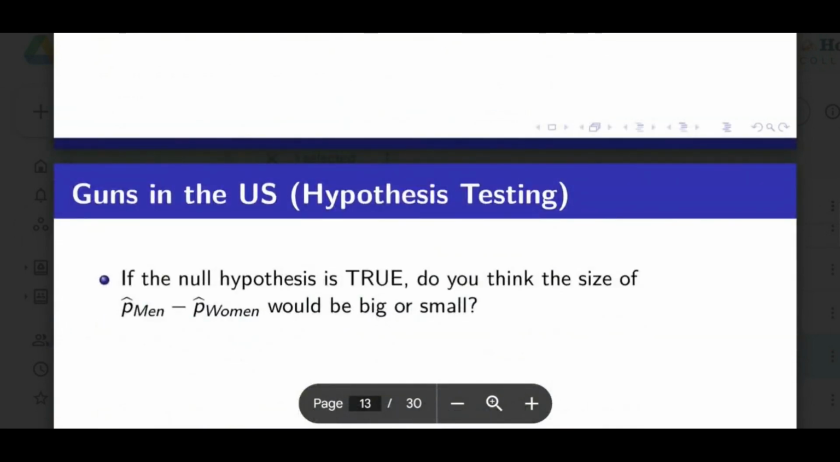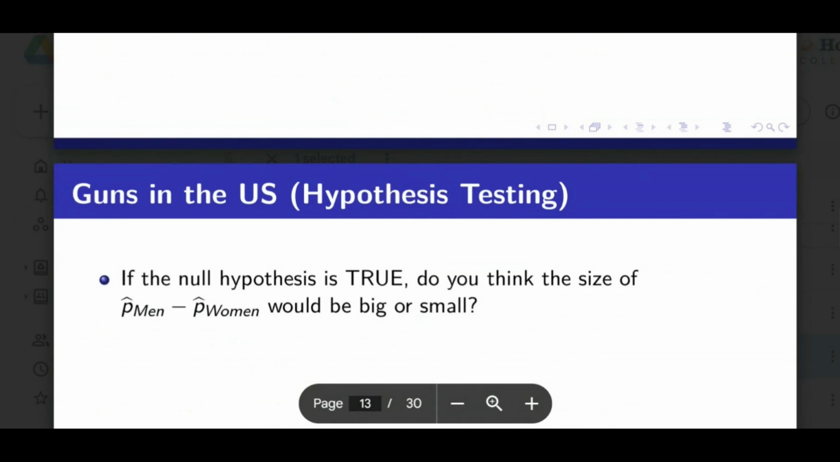Let me ask you a question now. If the null hypothesis were true, now notice the if there, you never know whether the null is true or not, but let's say the null is true. What do you think will be the size of this difference? This is the observed proportion of men who have guns versus the observed proportion of women who have guns.